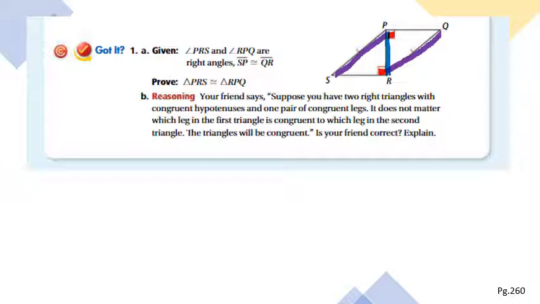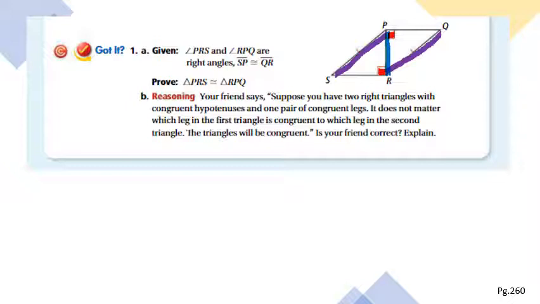Let's see question B. Reasoning. Your friend says, suppose you have two right triangles with congruent hypotenuse and one pair of congruent legs. It doesn't matter which leg in the first triangle is congruent to which leg in the second triangle. The triangles will be congruent. Is your friend correct? Explain.